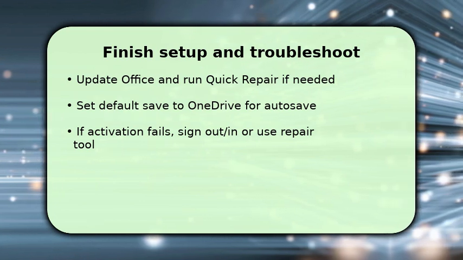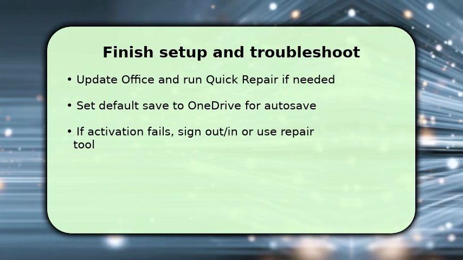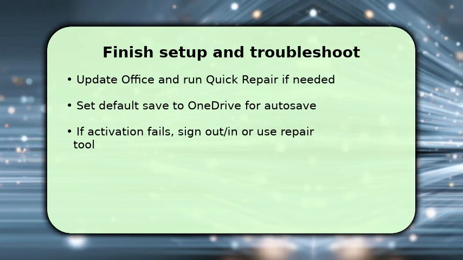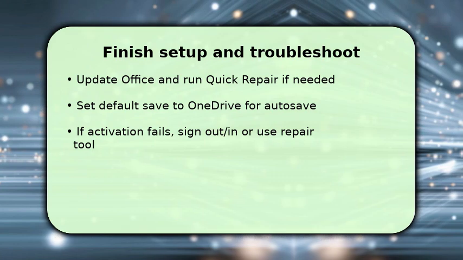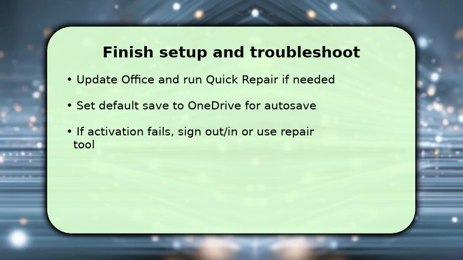If something goes wrong, try Quick Repair from Control Panel/Apps or sign out and back into Office to force reactivation. This resolves most license or sync problems. If activation still fails, note the exact error and contact support with your order number for targeted help.